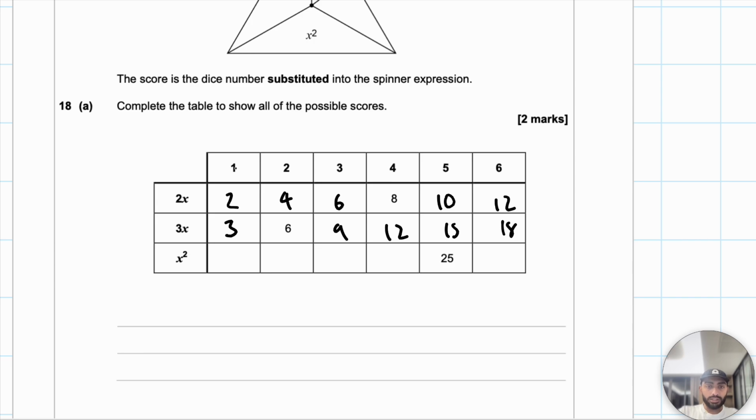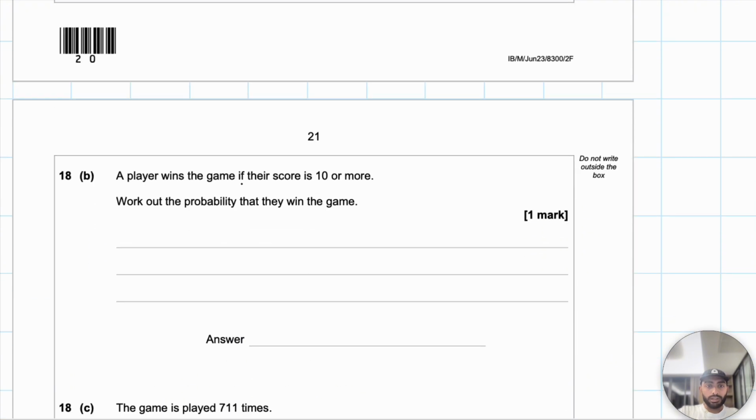For x squared, I need to do 1 multiplied by 1, which is 1. 2 multiplied by 2, which is 4. 3 times by 3, 9. These are my square numbers, 1, 4, 9, 16, 25, and 36. Part B, a player wins the game if their score is 10 or more. Work out the probability that they win the game.